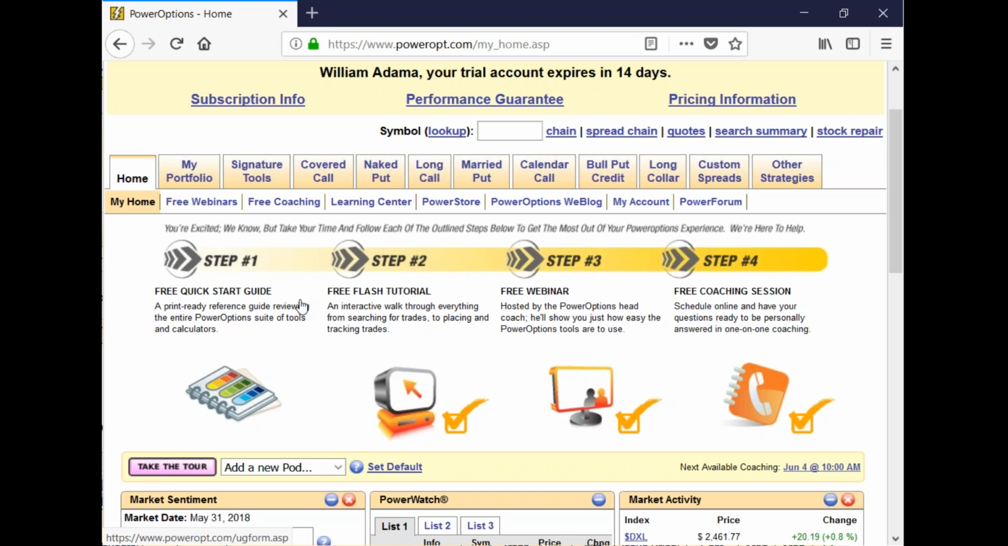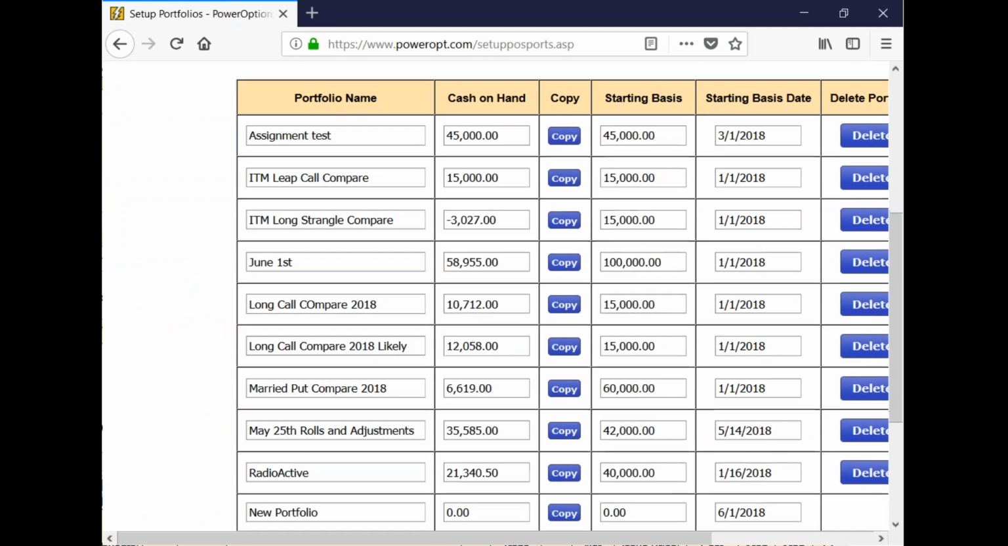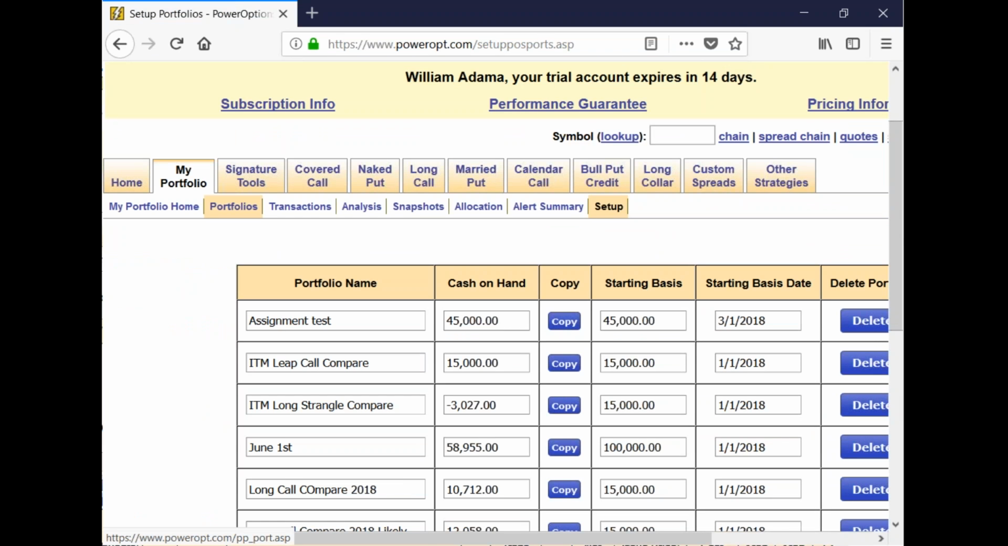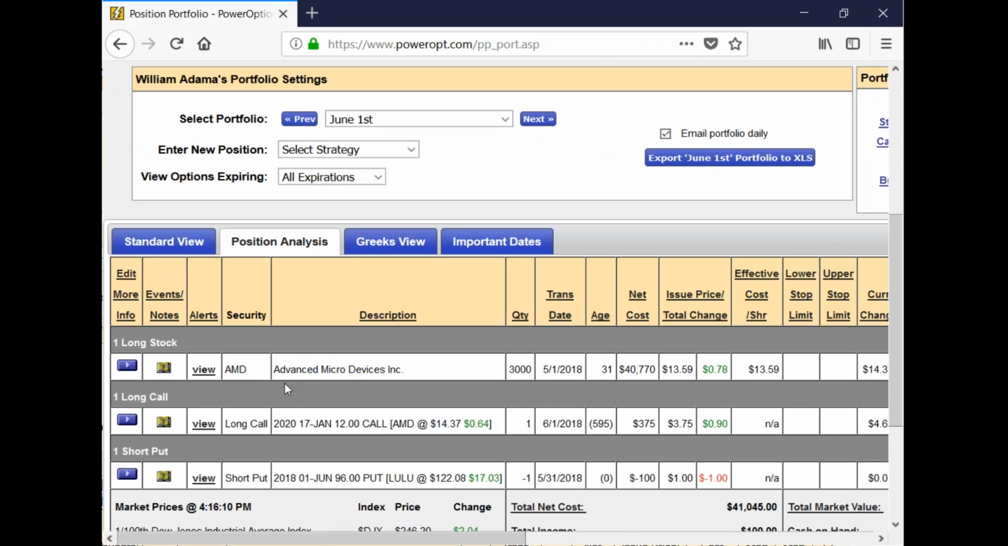One of the first things you should do when you start out at Power Options is input your positions into the portfolio to help you with your tracking and your management. So I'm going to go over to Portfolio right now. Normally I'd click Setup. We could enter the positions manually, and we would just create a portfolio, but we already went ahead and did that before the webinar started. So I'm going to Portfolios to see my open positions.